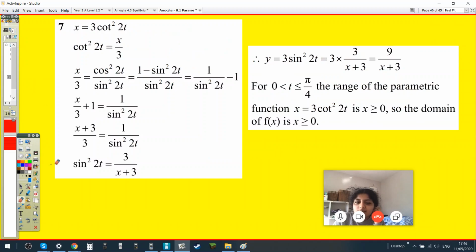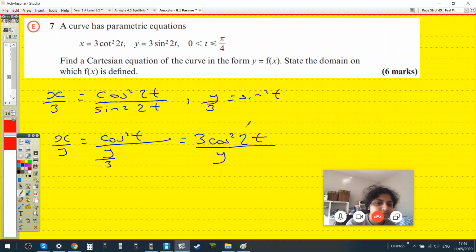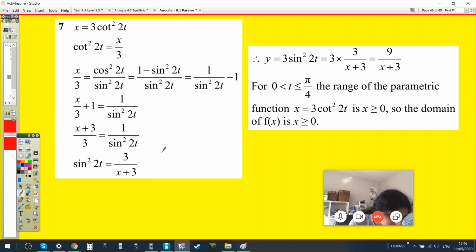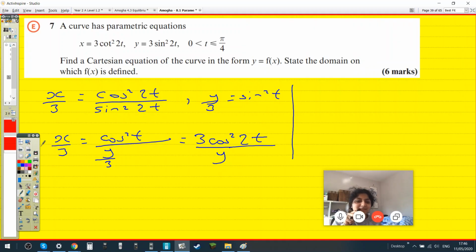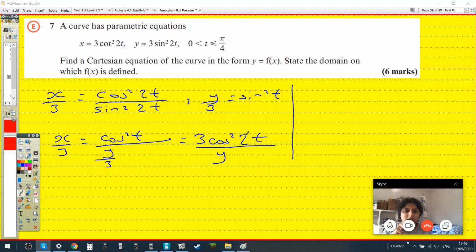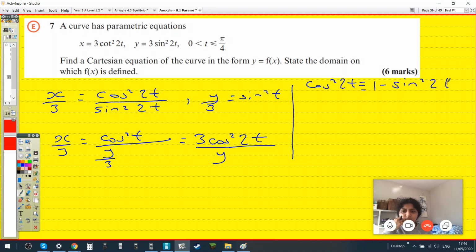Okay. Does that look like what you said? No? Okay, let's see. Yeah, it does, I think. I think if you did y is 1 minus cos. Wait. Okay, no. It does not look like that. Let's see. So cos squared 2t. Cos squared 2t is the same as 1 minus sine squared 2t, which is the same as 1 minus y over 3.